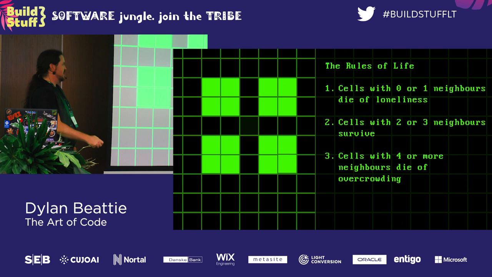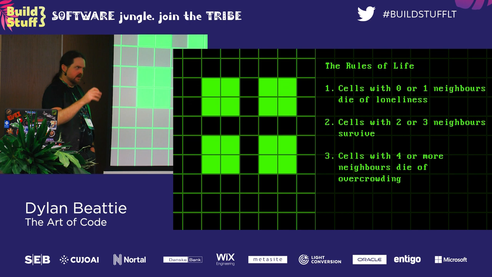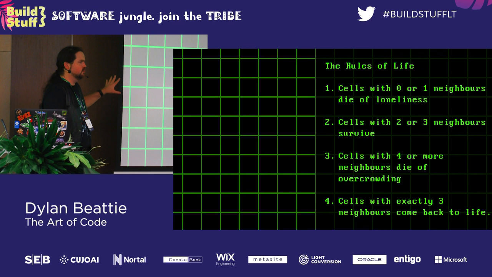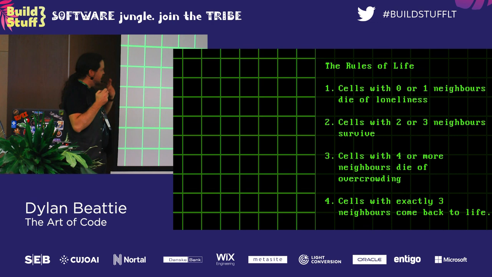And finally, the slightly weird, spooky bit: if a cell has exactly three neighbors, it will come back to life. And that's it. That is the entire rules of Conway's Game of Life. Now, when Martin Gardner's column was first published, he included this diagram here.